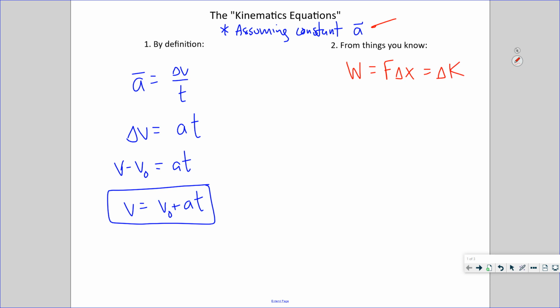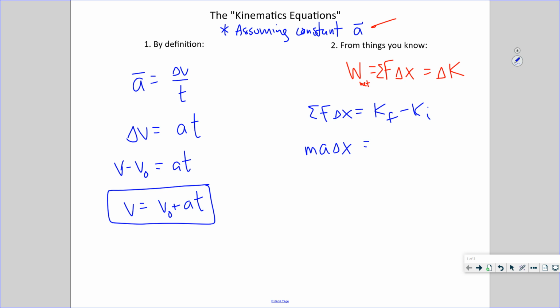All right, now this is net, and this is net also. So the net work done on an object, or the work done on an object by the net force, by definition will change the object's kinetic energy. So if we go from here, net F times delta X equals delta K. Well, net F can be written as MA, times delta X.